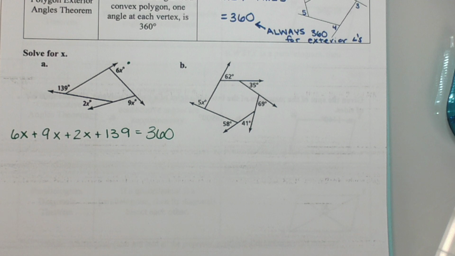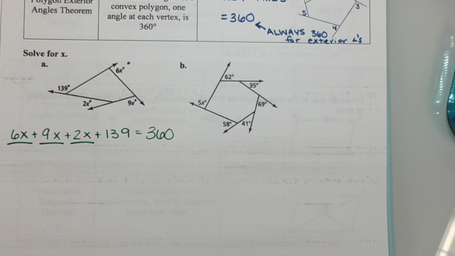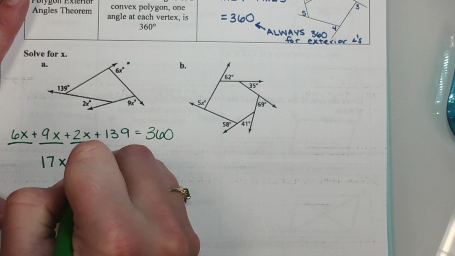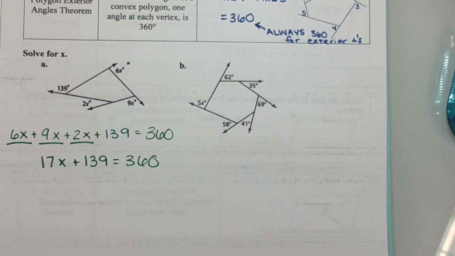So 6x plus 9x plus 2x plus 139 equals 360. Aiden, if I want to solve that, what would you tell me to do first? Combine my like terms. 6x plus 9x plus 2x is 17x, still plus 139 equals 360. If that was a proof, what would that step have actually been called? Say it louder. Simplify. Okay.